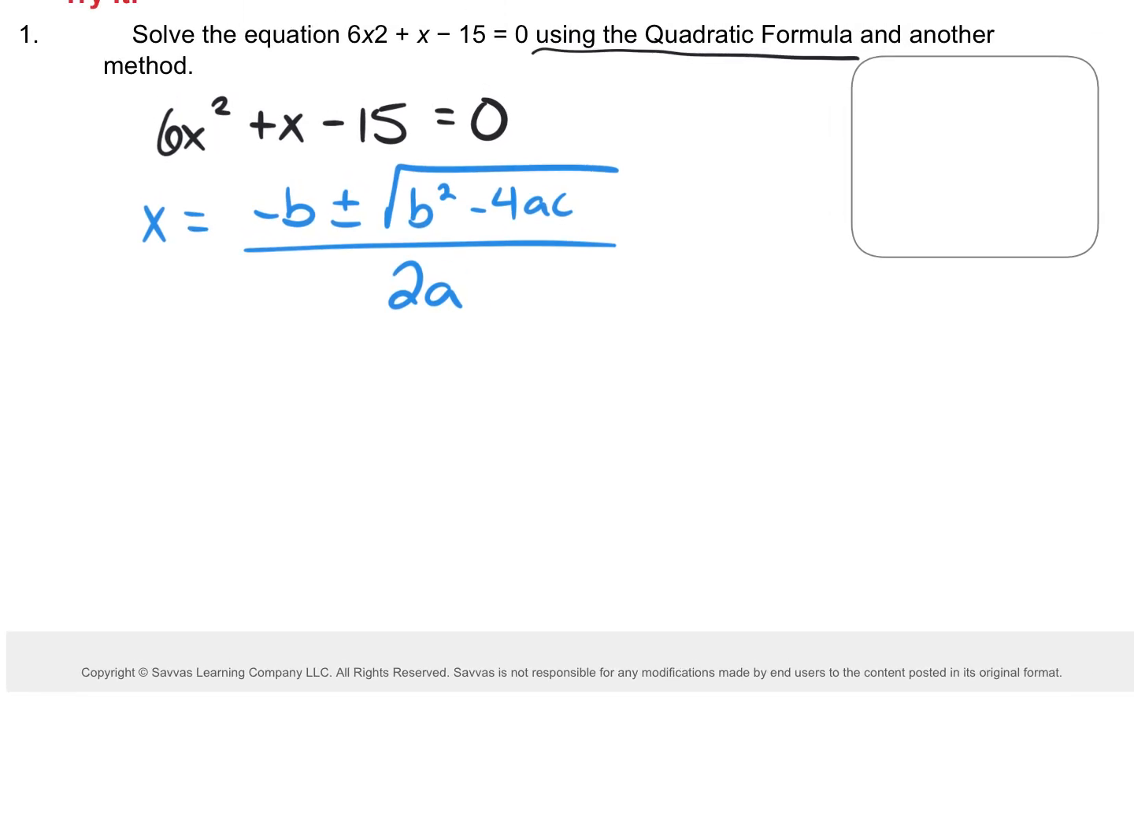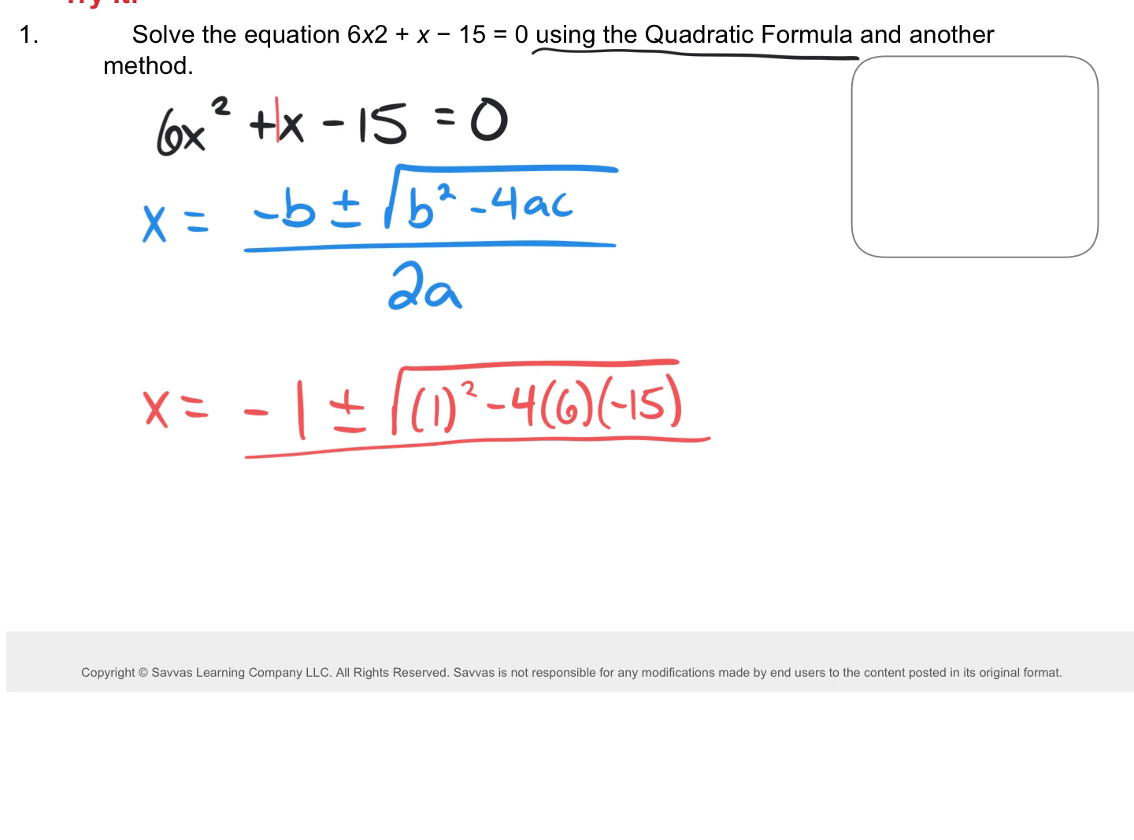What's the number in front of the x? 1. So the b value is 1. So we have negative 1 plus or minus the square root. We said b was 1, so 1 squared minus 4. What's a? 6. What's c? Negative 15. Negative 15, divided by 2 times 6.